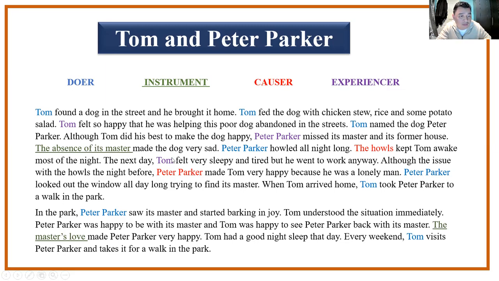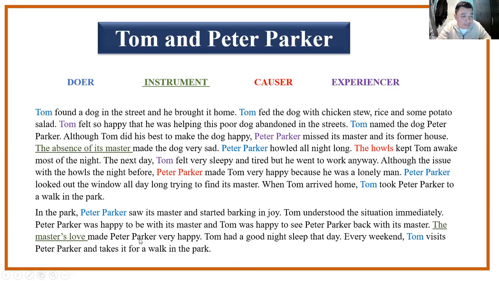Peter Parker looked out the window all day long. He's a doer because he's doing the action. Tom took Peter Parker to the park. Again, it's a doer because he's doing the action of taking it to the park. In the park, Peter saw his master, a doer. Tom understood the situation immediately.